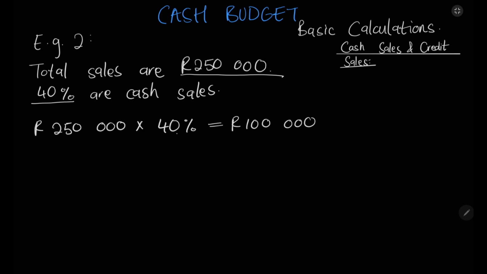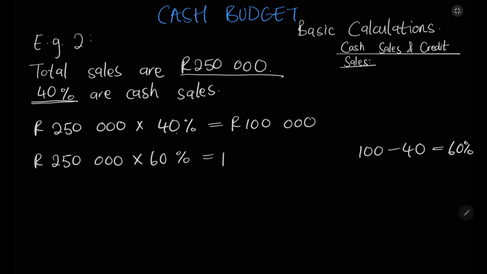To find the credit sales, there are two ways. We can take the 250,000 Rand and multiply it with... 40% are cash sales. So we can say, we always have 100 minus 40, which is 60%. So we can take this 250,000 Rand, multiply it with 60%, and we get 150,000 Rand.